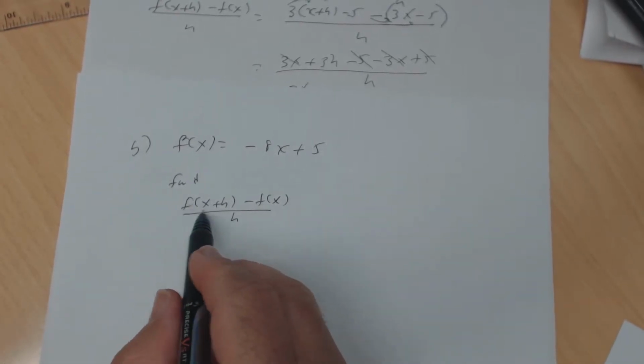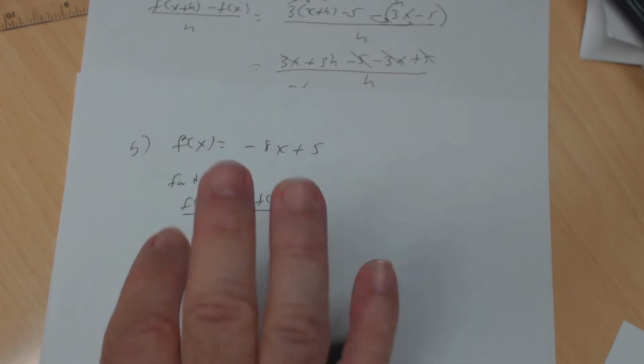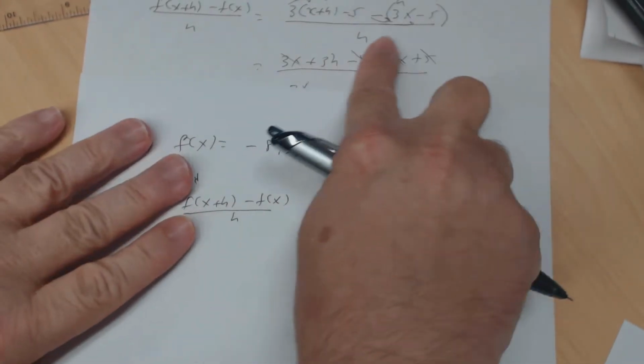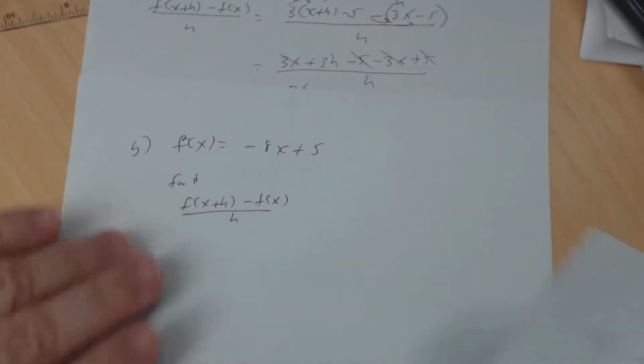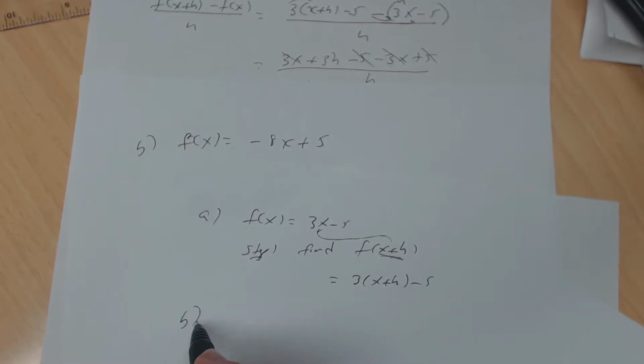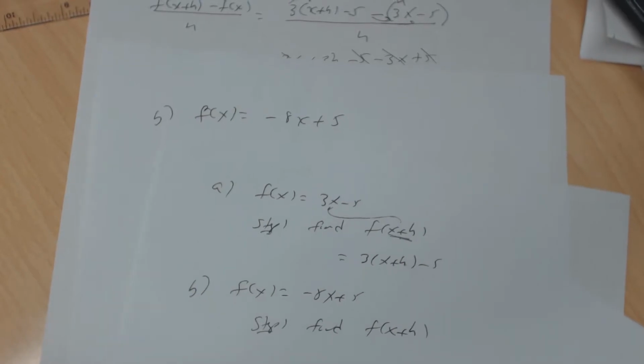Okay, so step 1 would be to find this. Now some of you can go directly, write it out just like we did here. Others of you may have to do this, and that's fine. You may have to say, all right, my function is this, and my step 1, I've got to find f of x plus h, just like I did in the previous lesson.